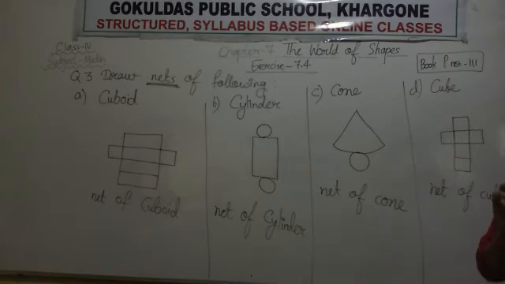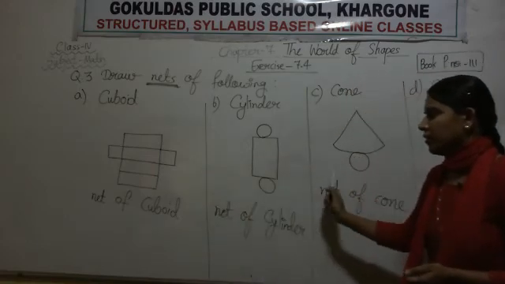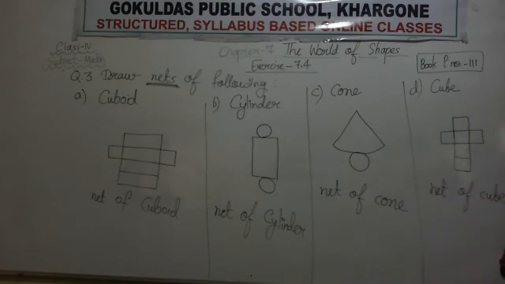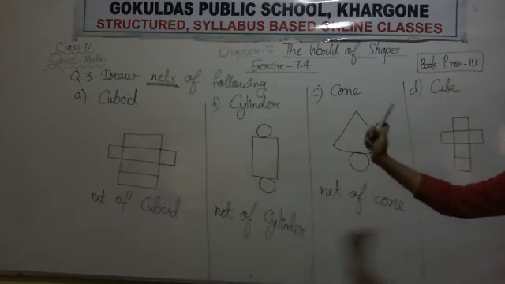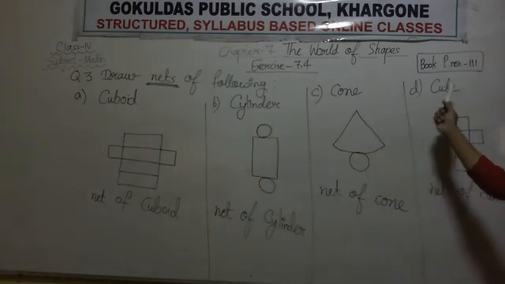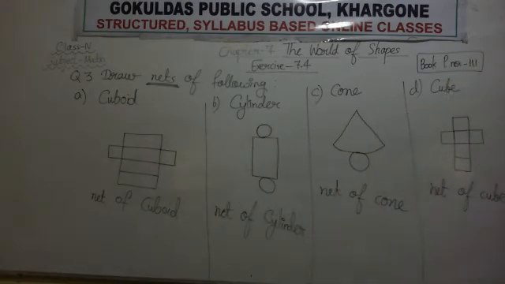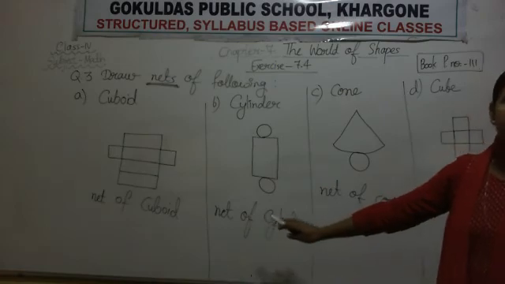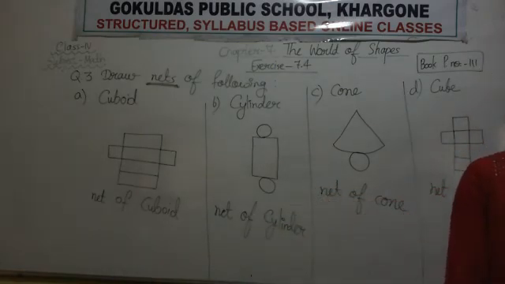With the help of a proper scale and pencil, you will draw all these 4 nets of solids. And remember, you need to learn these nets of all these 4 solids. In your syllabus only these solids are given. So you need to learn these 4 nets of these solids: cuboid, cylinder, cone and cube. Okay, understand? So question number 3 is complete here.